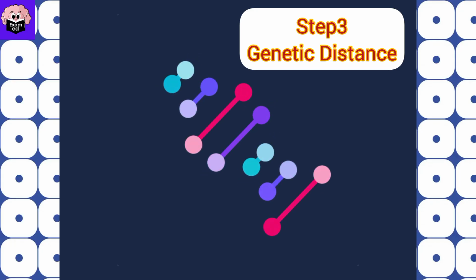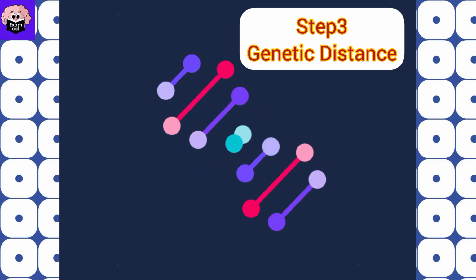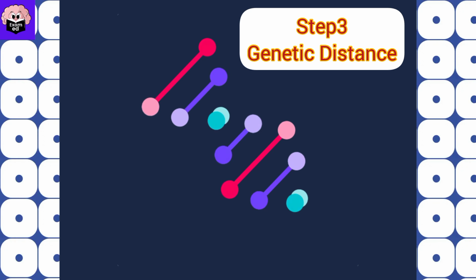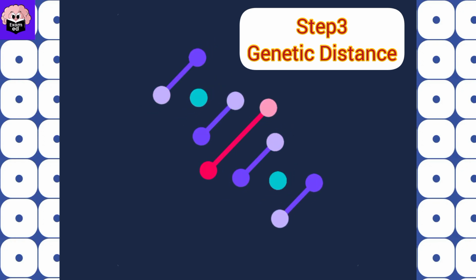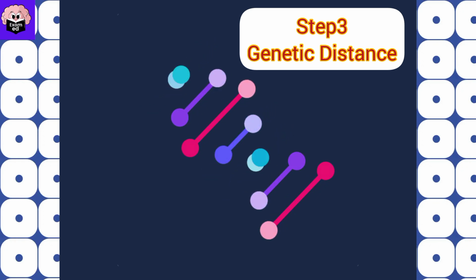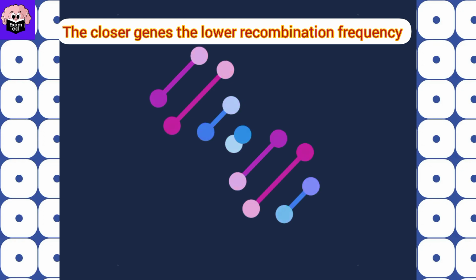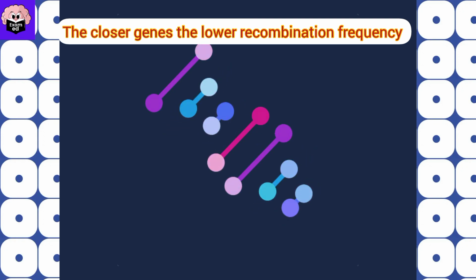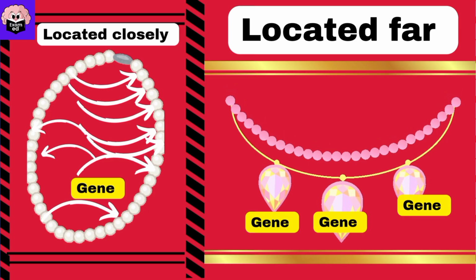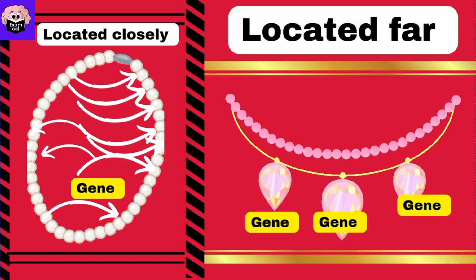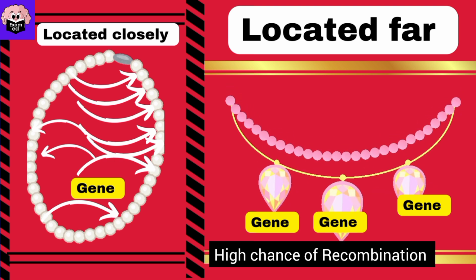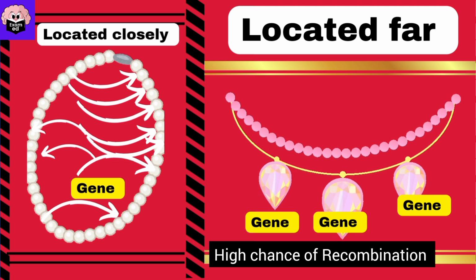Step 3. Genetic distance. Now, we measure the genetic distance by how often recombination happens between these pearls. The closer the pearls are on one necklace, the lower the recombination frequency, meaning they are closer in genetic distance. If the pearls are far apart, the higher the recombination frequency, and they are further in genetic distance.